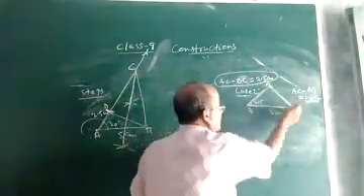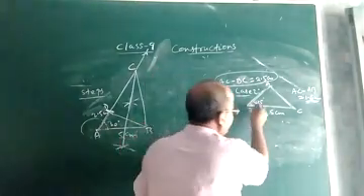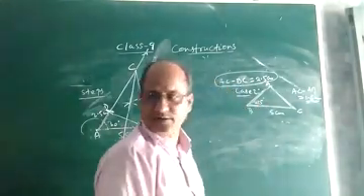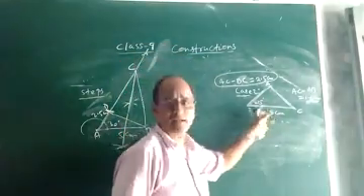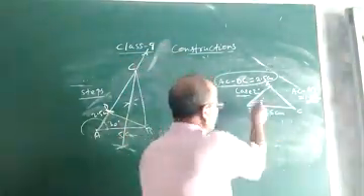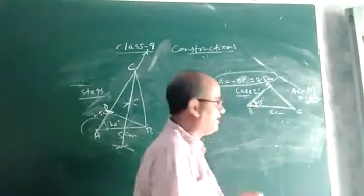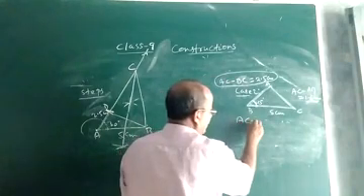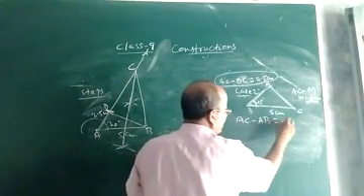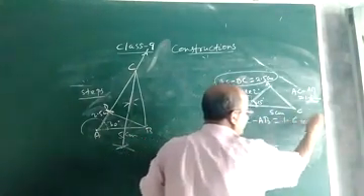We are given to construct triangle ABC. We are given BC equal to 5 centimeter. Angle B is given, how much? 45 degree. And look at the difference. AC minus AB equal to 1.6 centimeter.